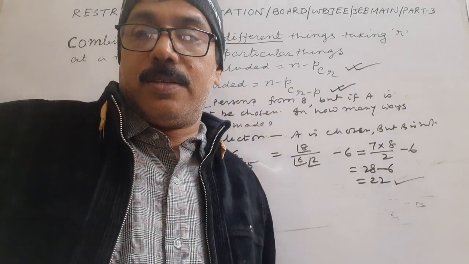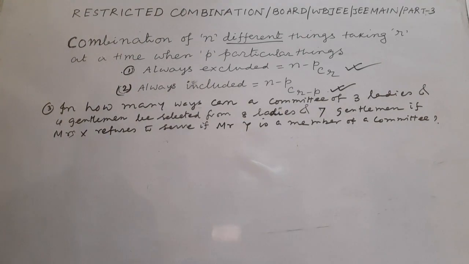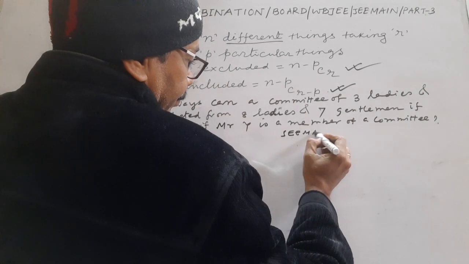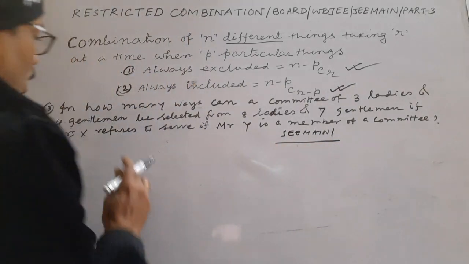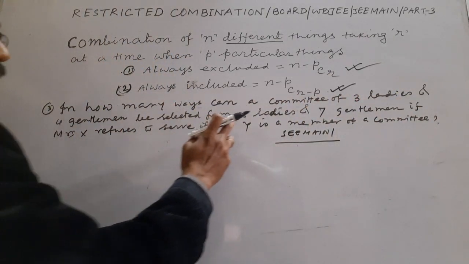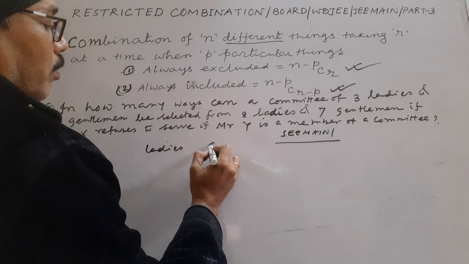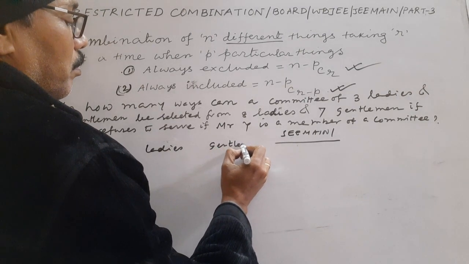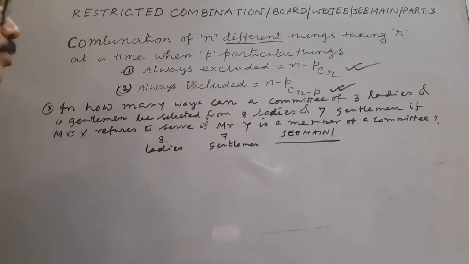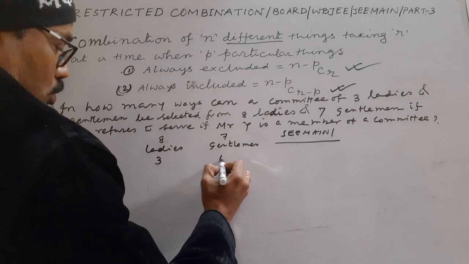Next, now consider the third one. This is a problem of JEE Main also. In how many ways can a committee of 3 ladies and 4 gentlemen be selected from 8 ladies and 7 gentlemen?